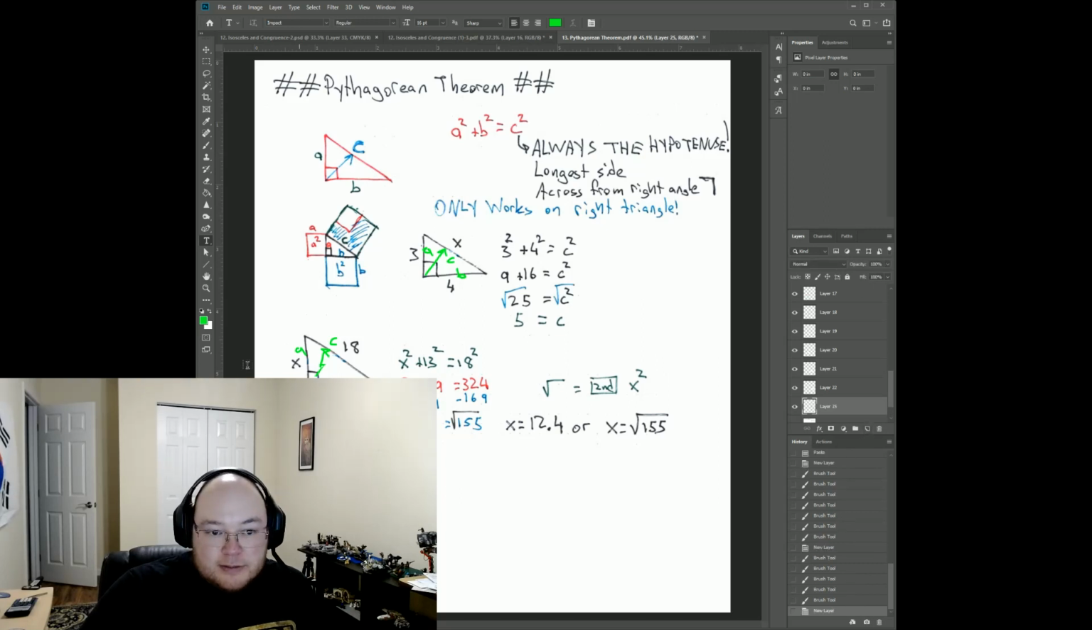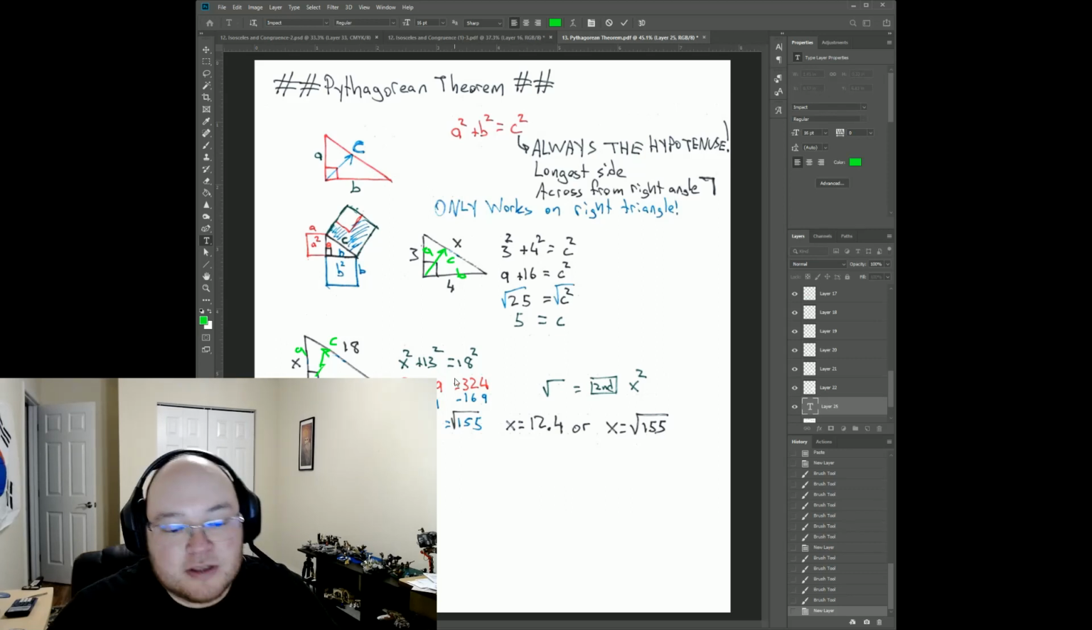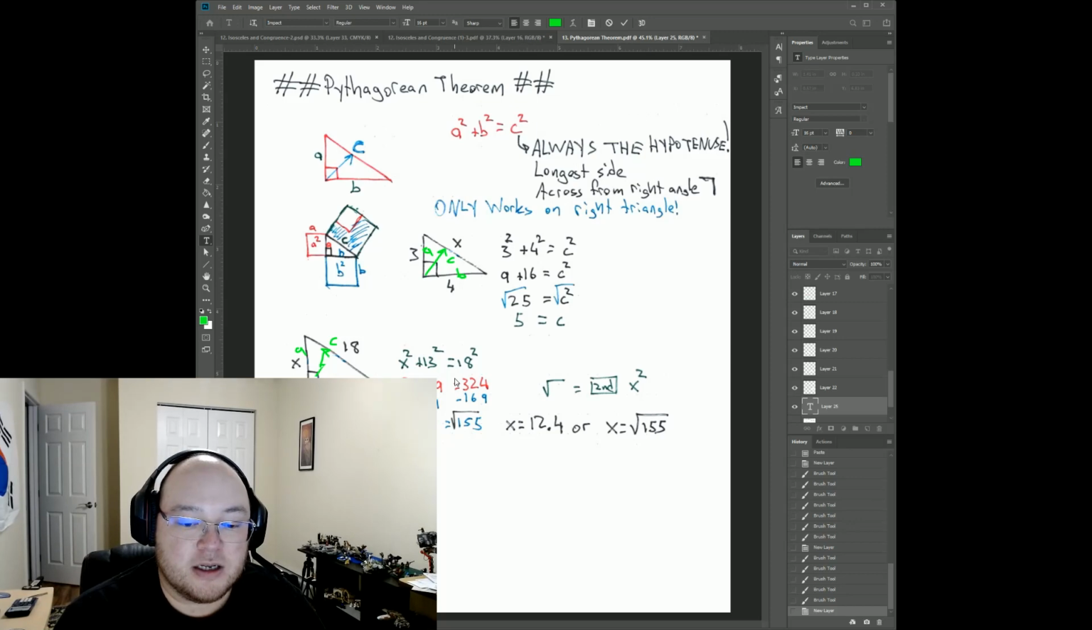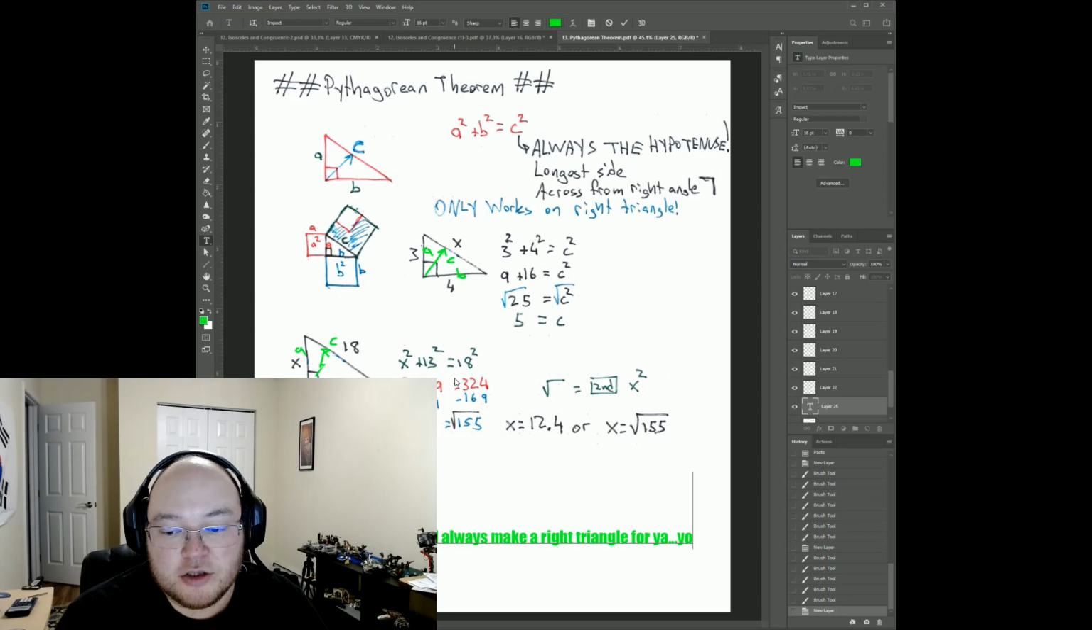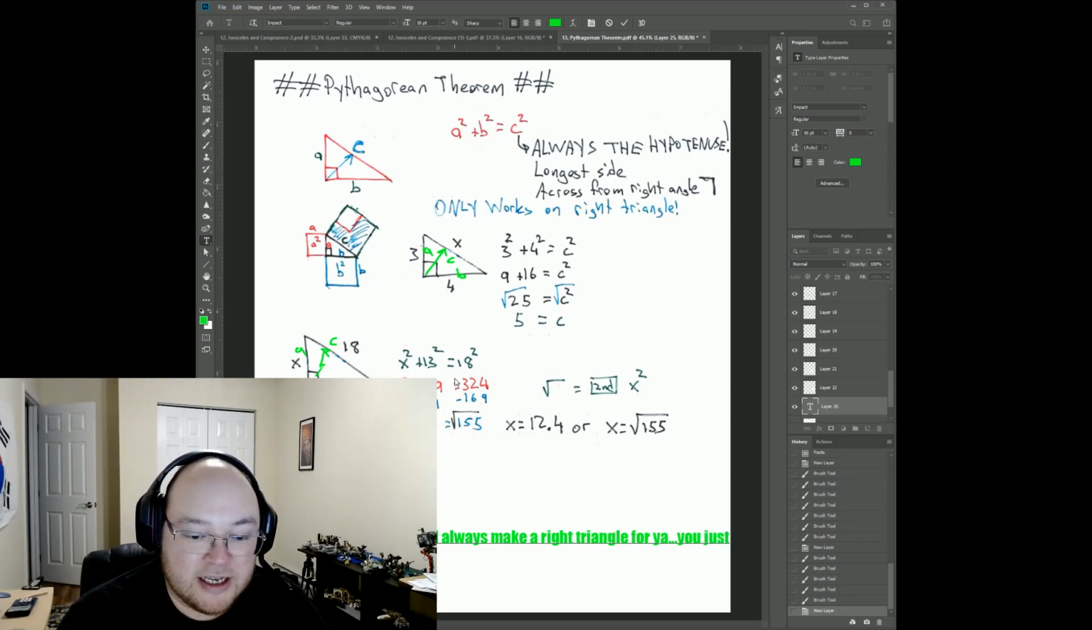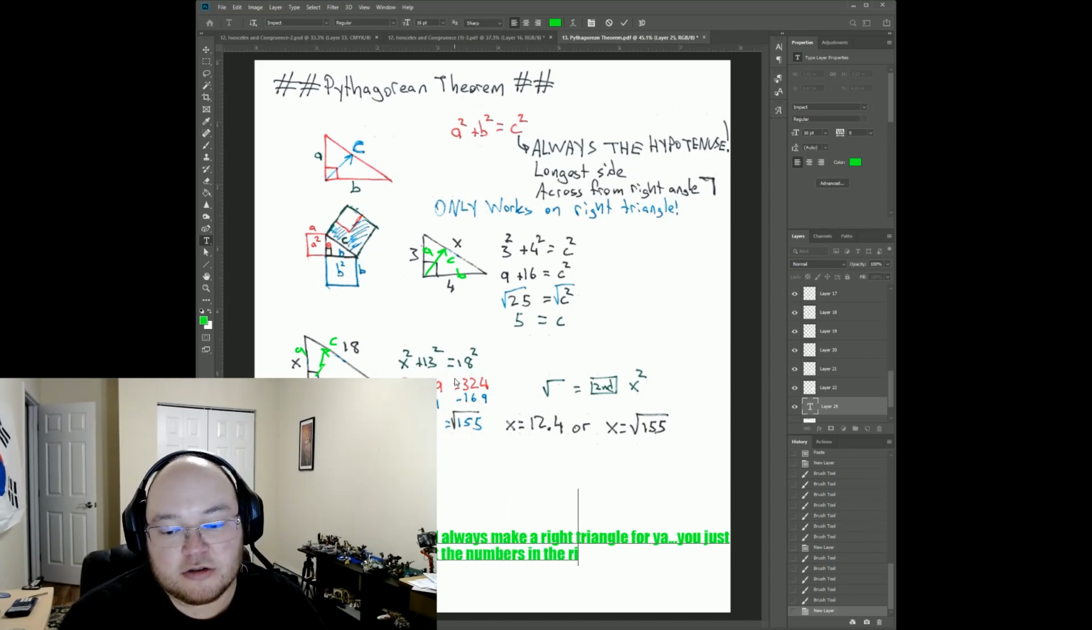But word problems in this section really aren't that bad. When we're doing word problems, what you've got to remember, it will always make a right triangle for ya. You just have to draw it and put the numbers in the right place.